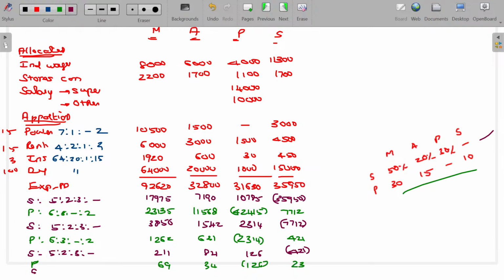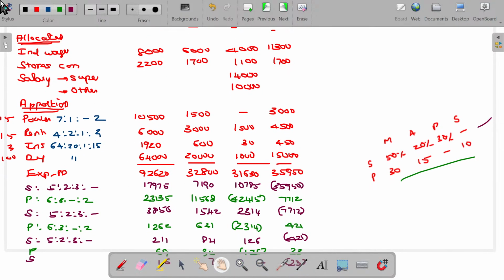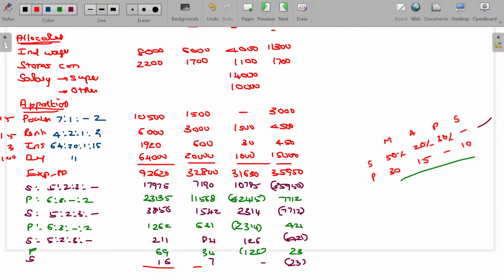Again you get S. 23 should be negative. 16, 7. Hereafter you can round off. Now finally the value for the service department becomes 0. For production department it will be 92,620. With that you have to add these values: 1,39,144, 53,847. Hope you will now be able to understand the allocation concept here.